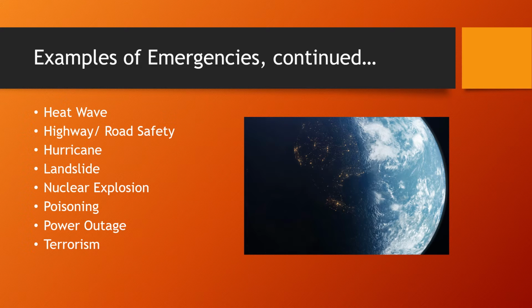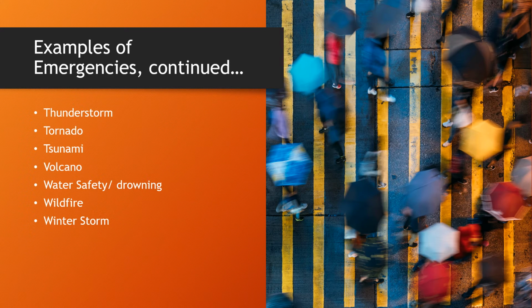Some more examples of emergencies include heat wave, highway and road safety, hurricane, landslide, nuclear explosion, poisoning, power outage, terrorism. Some further examples of emergencies include thunderstorm, tornado, tsunami, volcanoes, water safety and drowning, wildfire, and winter storm. Although these are not all of the natural disasters and disasters that are possible, these cover the majority.